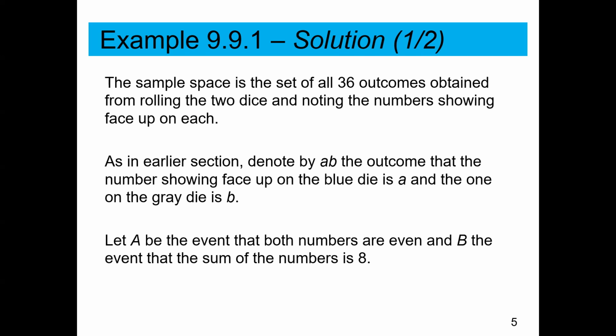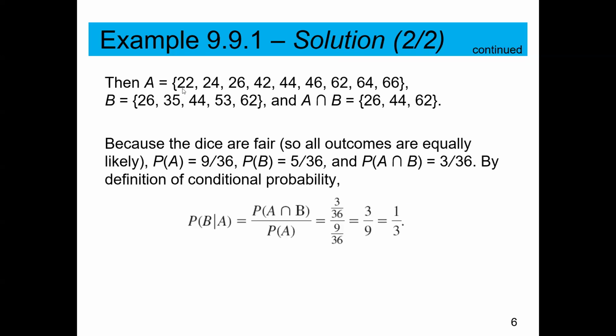So let's first let A be the event that both numbers are even, and B be the event that the sum is 8. These are all the possible combinations up here: 2,2; 2,4; 2,6. Notice on the first row the blue die is all 2s, then all 4s, then all 6s, and you can clearly see that there are 9 possible options for that. Now, the sums that add up to 8 are 2 and 6, 3 and 5, 4 and 4, 5 and 3, and 6 and 2. Where these intersect, you can clearly see, is 2,6; 4,4; and 6,2.